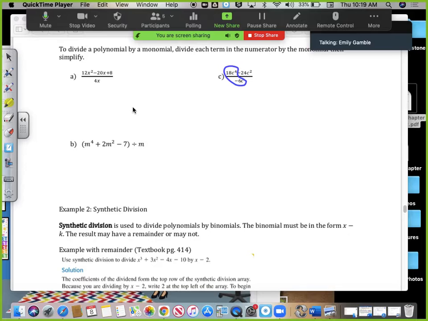18 over negative 6 is negative 3. C to the 4th power over C to the 1st power is going to be C to the 3rd power. Once you have that simplified, then you can divide out the other side, and that's going to be negative 24c squared over negative 6c. That'll be positive 4. C to the 2nd power over C to the 1st power will just be C altogether, and then that would be your final answer with no remainder.